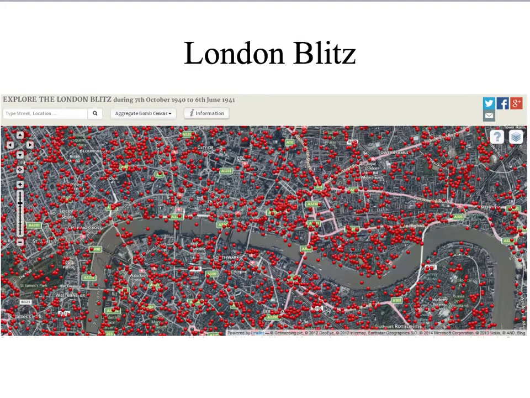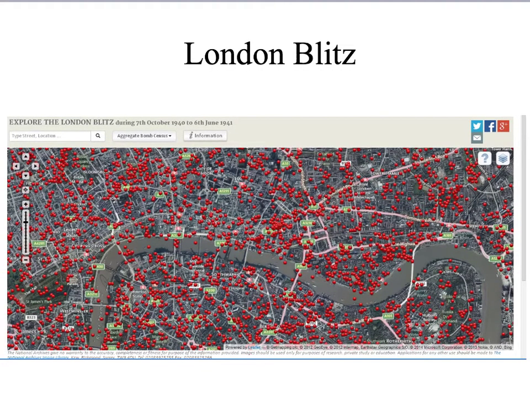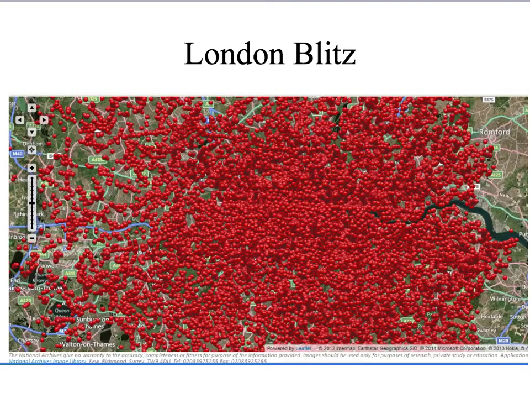If you zoom out a bit, you get a sense of just how many places were bombed in London. If you keep zooming out, you can see that number grows. And eventually, if you keep zooming out, this is what London looks like after the Nazis bombed it in less than a year. It's an amazing graphic.